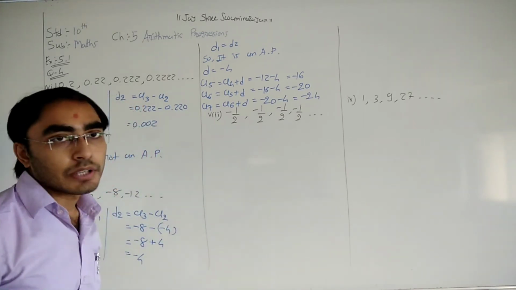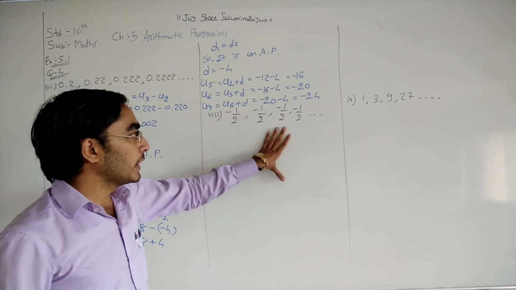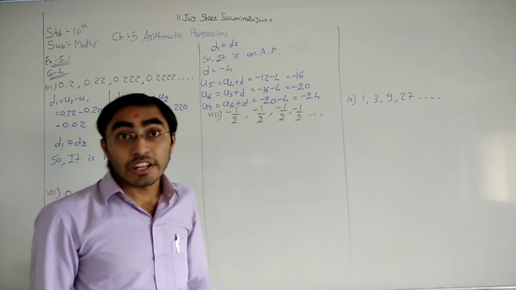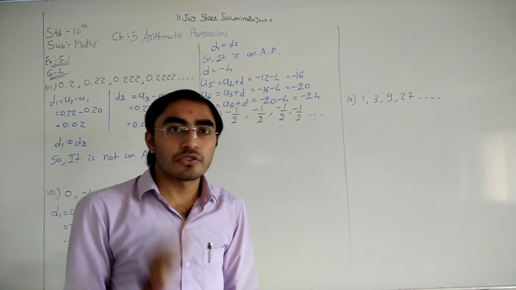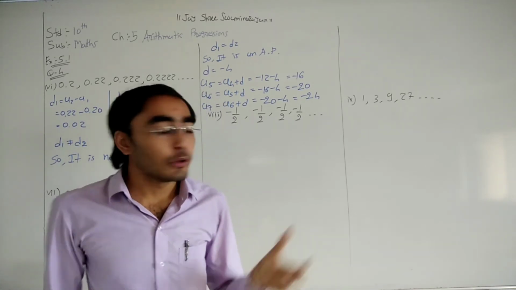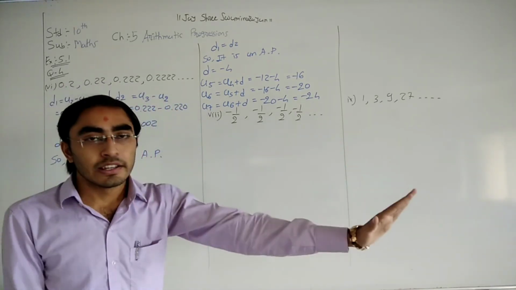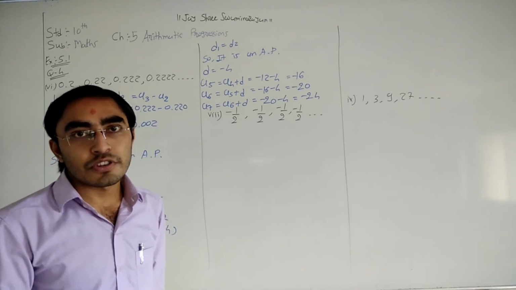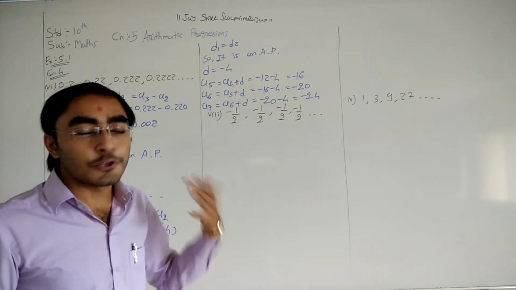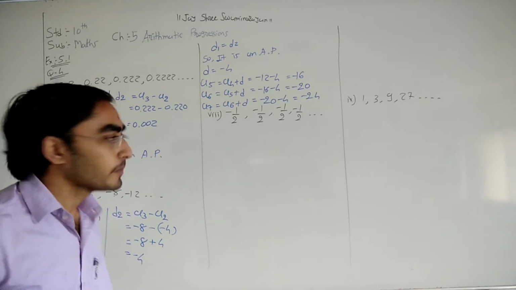After that, question number 8. Here we have minus 1 by 2, minus 1 by 2, minus 1 by 2, minus 1 by 2. It means that all terms are the same. It is also called a constant series, and a constant series always forms an AP, because here we have the same common difference, which is 0. It is also called a GP, geometric progression, even. You will learn this GP in your standard 11.